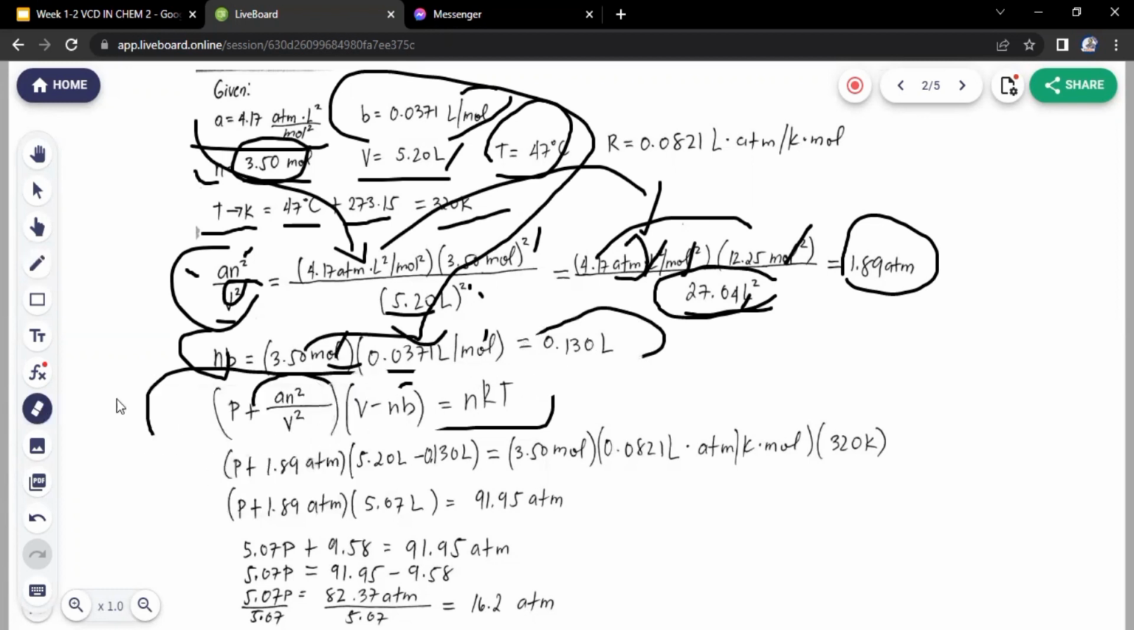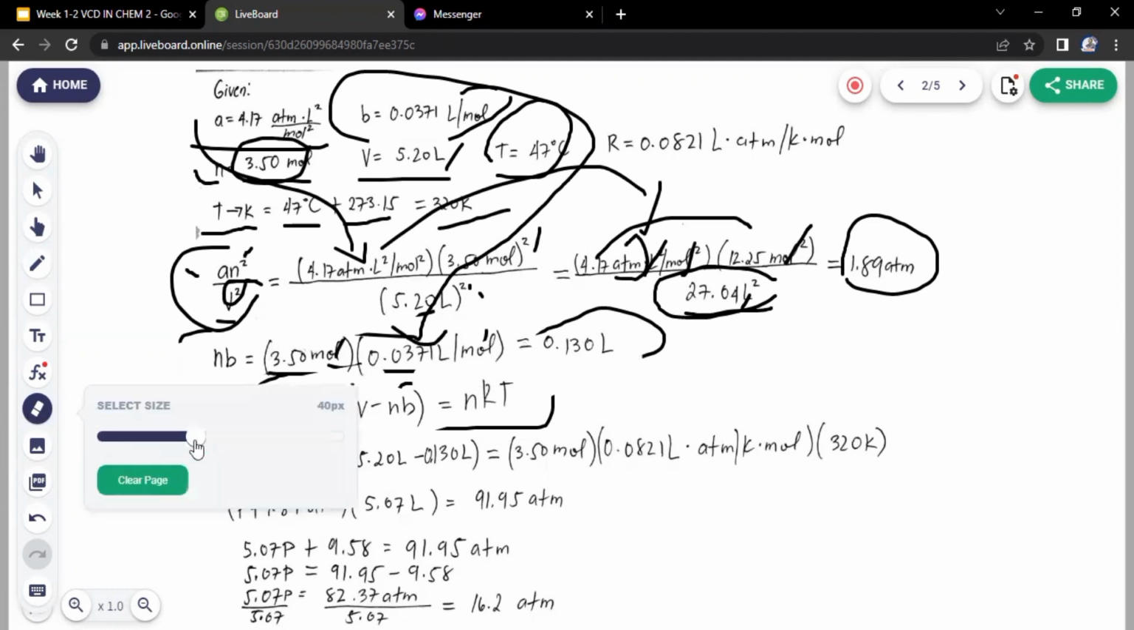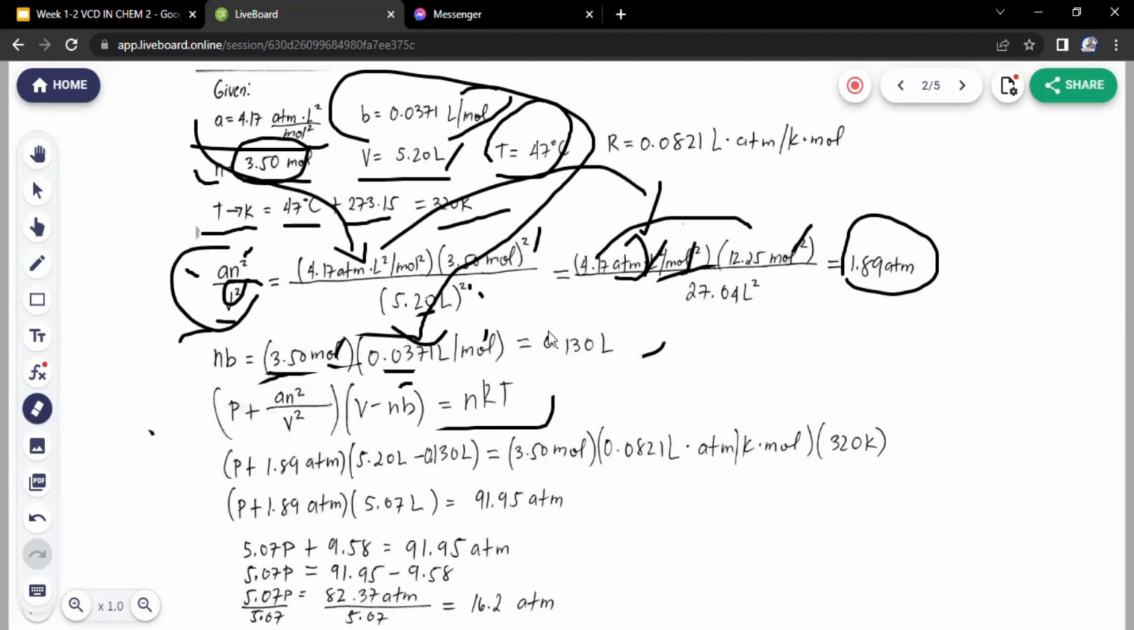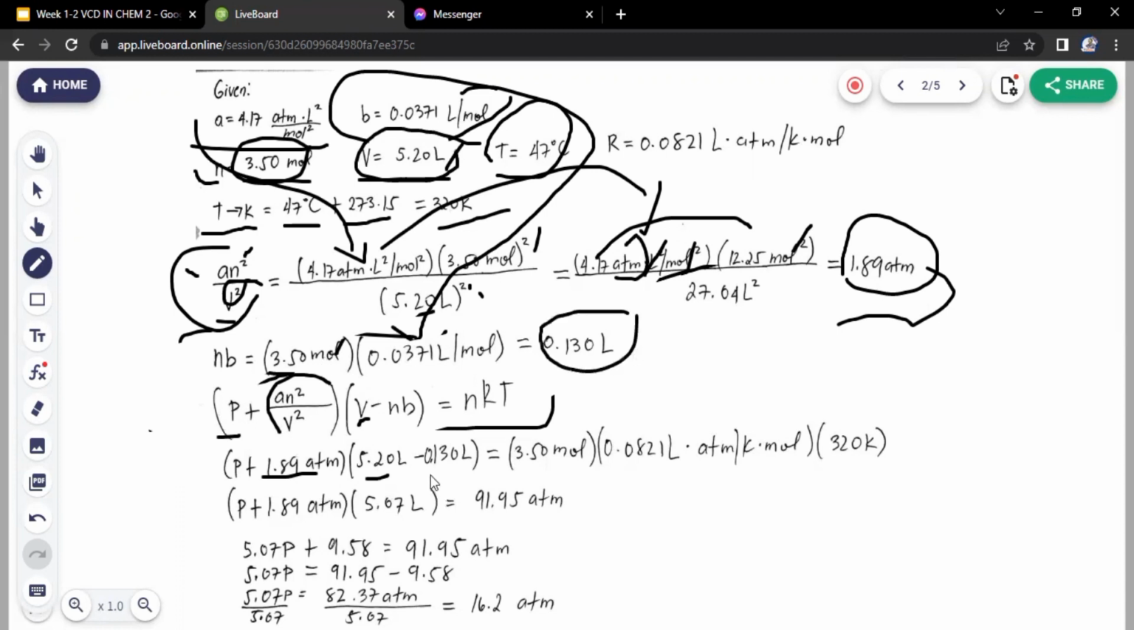The next thing that you need to do is plug the values into your van der Waals equation. So plugging the values, the value of your P is nothing, because you are looking for the pressure. And then the value of this one is 1.89 atm from the solving, so you will plug that. Multiply it to the value of your volume, which is 5.20 liters from the given, subtracted by the nb value, which is 0.130 liters.